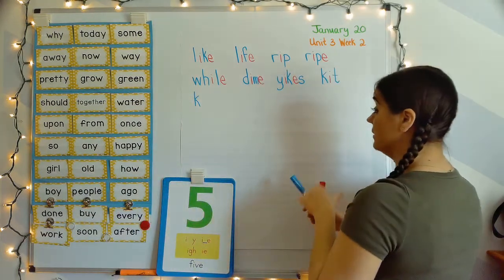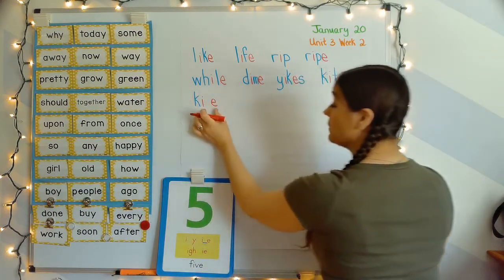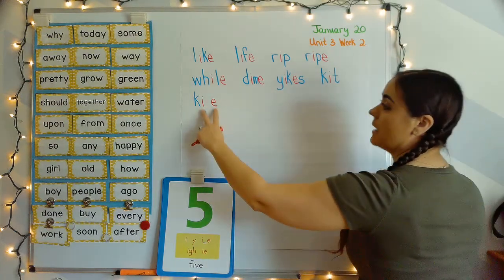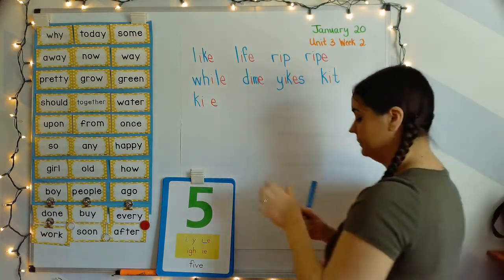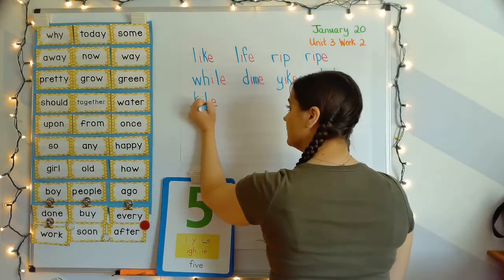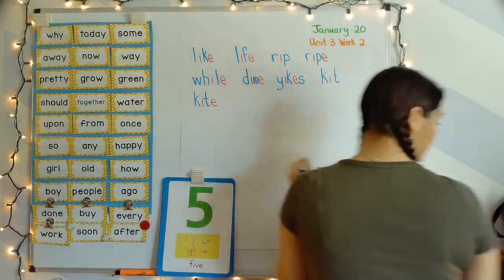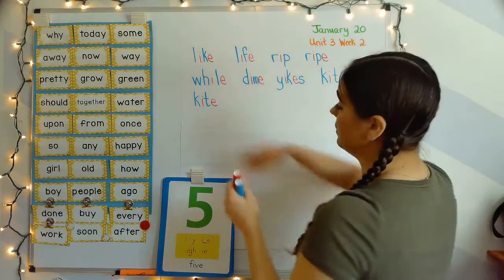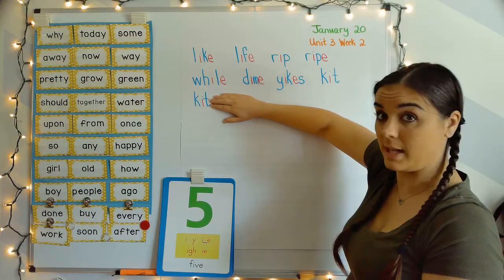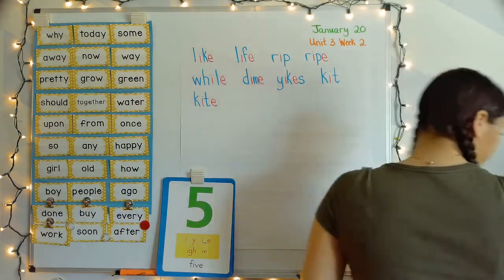K says ka. I blank E says I. So it's no longer short I. Now it has its buddy. So it's long I. And then the word kite, still hear ta. T says ta, ka, it, kite. Now, remember, if it doesn't have an E, it is the short sound, I. If it does have an E, it flips and makes the long sound, I.